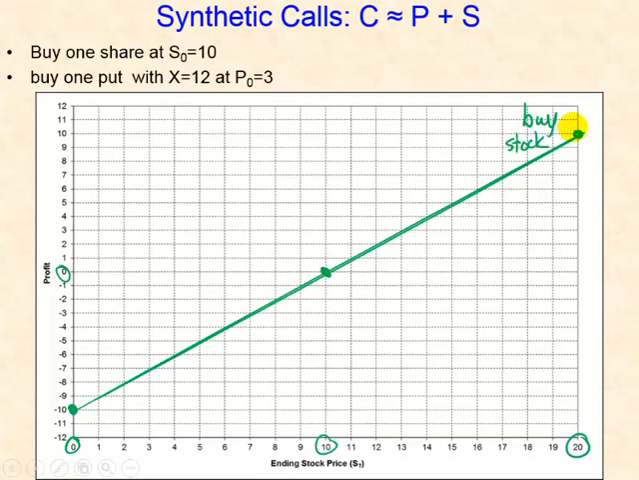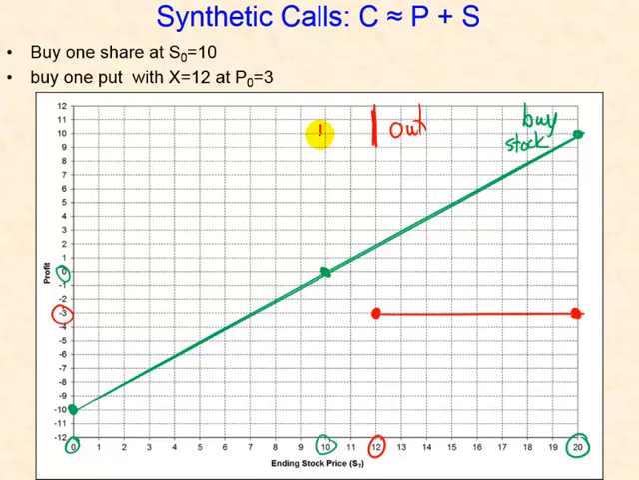So our green line shows us the profit from buying the stock, which is half of the equation for the synthetic call. Now we need to draw in the profit for buying one put option. It has an exercise price of 12 and a premium of 3. So we're going to go to 12 and 3, $12 and -$3 that is, and draw a point there. We know for any stock price to the right of that, the put option is out of the money, and we'll simply lose our $3 premium. So we'll have a flat line at -$3 for any stock price higher than 12.